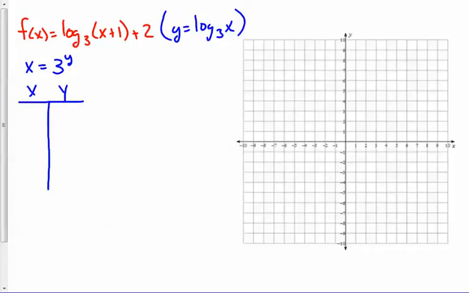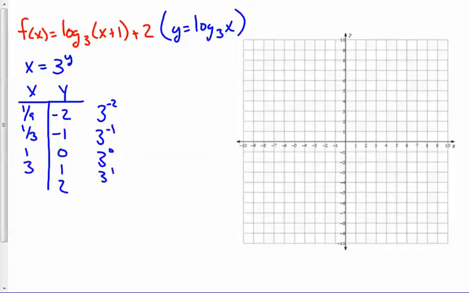So we're just going to switch it into exponential form, and then make a table of values. But this time, since my exponent is y, I'm going to pick y values. -2, -1, 0, 1, 2. And I'm going to plug those into the problem. So 3 to the -2nd is 1/9. 3 to the -1st is 1/3. 3 to the 0 is 1. 3 to the 1st is 3. And 3 squared is 9. So those are my table of values.